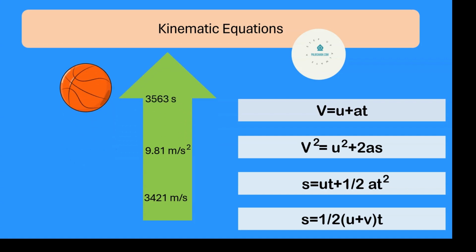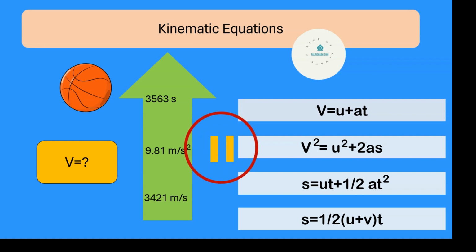It takes the ball 3,563 seconds to reach the highest point. And in 2 minutes or 120 seconds, can you tell me the final velocity of this particular orange ball? Pause the video and try to solve it. Remember, no calculators.